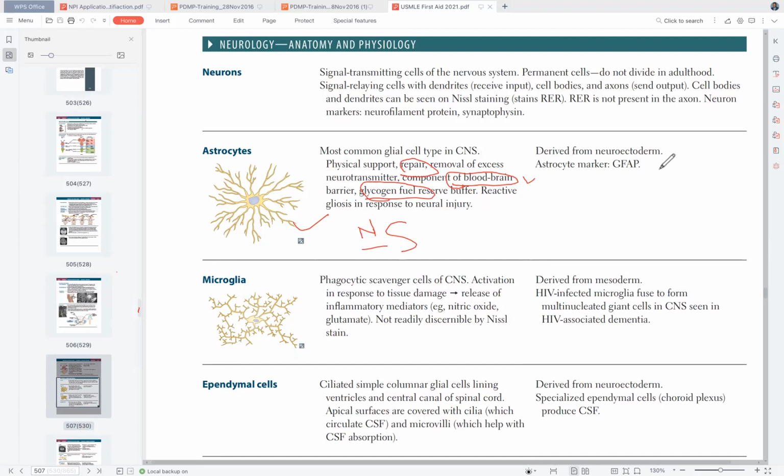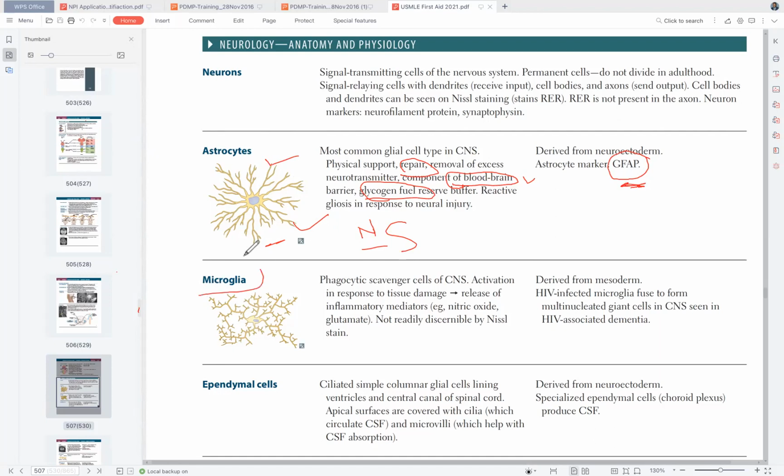And then the most important thing that you have to know is that it is GFAP positive. This is the neuromarker for it. So when they do immunohistochemistry, they'll see GFAP positive, and you know that it's an astrocyte. And then this astrocyte can also form some tumors. Some tumors are derived from this astrocyte. We'll see them later on.